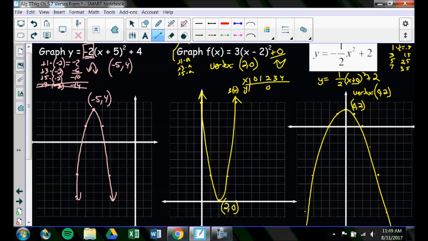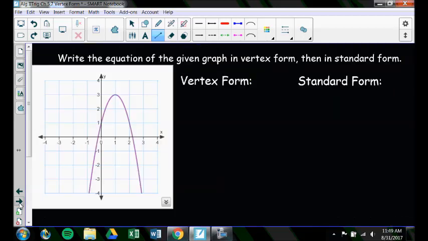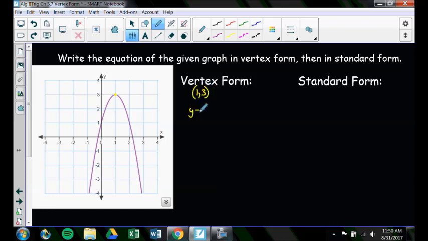Good stuff. Now, one of the useful things about vertex form is you can take a graph that has a vertex in it, and write the equation of it. This has a vertex at the point 1, 3. So I would write y equals a times x minus 1 squared. People forget the square all the time. Don't forget the square. It's a quadratic. x minus 1 squared plus 3.